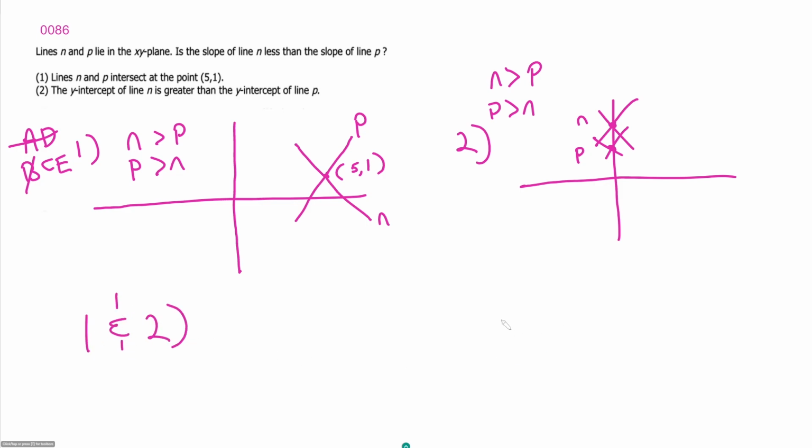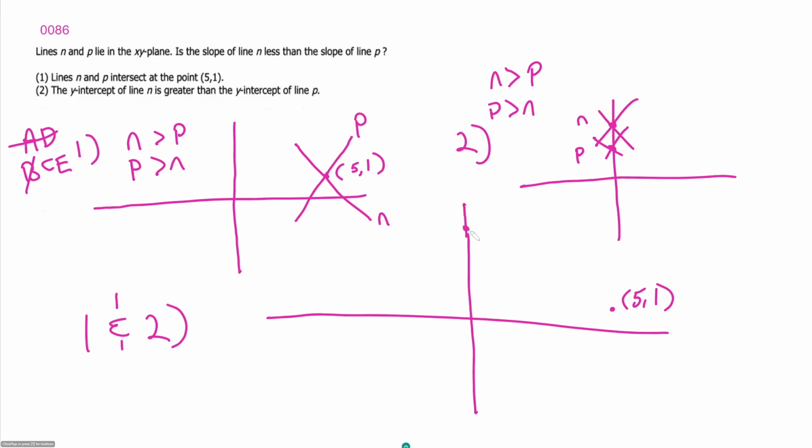Now, together, what do we know? So we're still anchored to this point (5, 1). And we have to take into account this y-intercept rule. So N has to be higher than P. Let's start with one case here. Let's just say N is here, so N is positive up here. P is also positive, just a little bit below N. So in this case, both of our slopes will be negative.